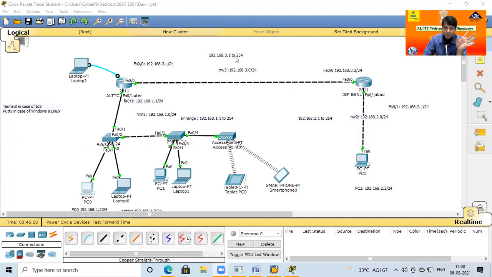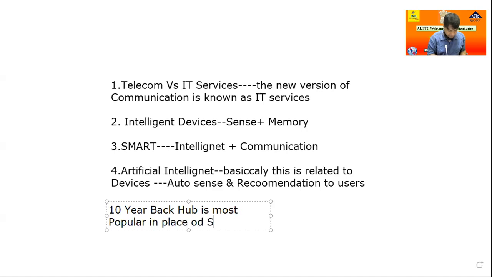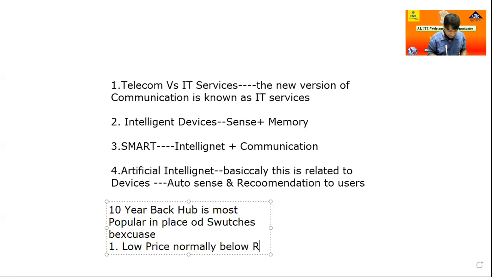Just write that properly, then you can easily understand. Ten years back, the hub was most popular in place of switches, because number one, low price. Normally below 1000.